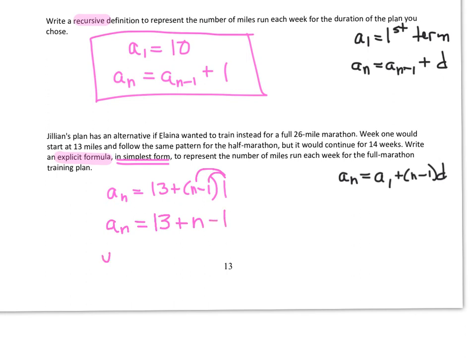All right, so a sub n equals, and let's just combine our like terms. I'm going to bring down the variable first. That's up to you. And then 13 minus 1 is 12. So there we go.